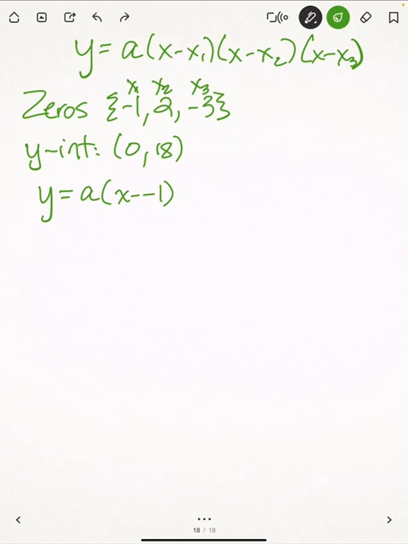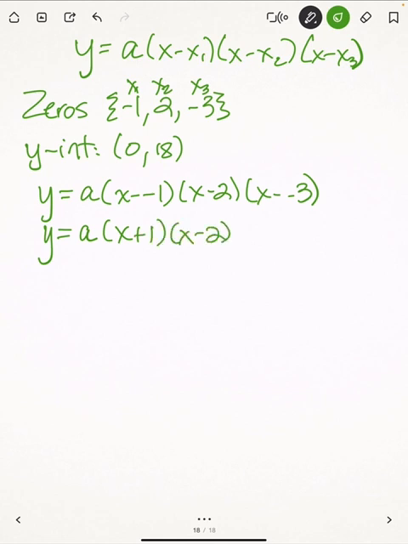Next, we're going to say x minus 2 because it was a +2. And then lastly, x minus -3. Let's clean that up a little bit and condense. So we're going to get y equals a parentheses x plus 1 parentheses x minus 2, because the two minuses gave us a plus. So when you subtract the negative, you always wind up with a plus. And then x plus 3.